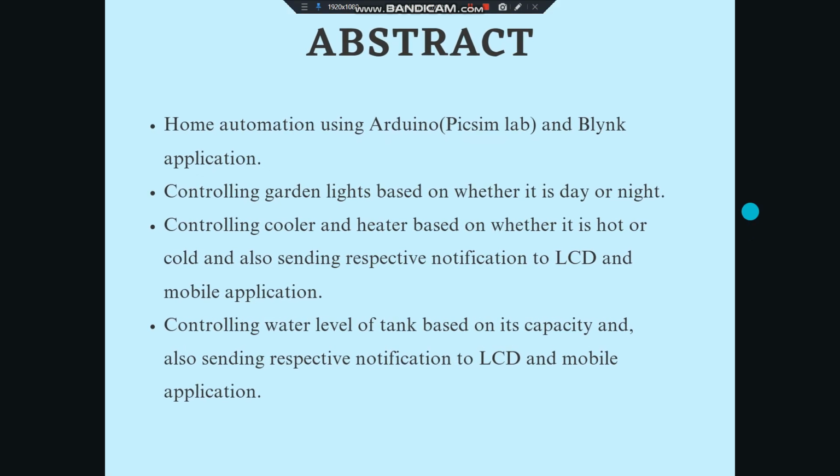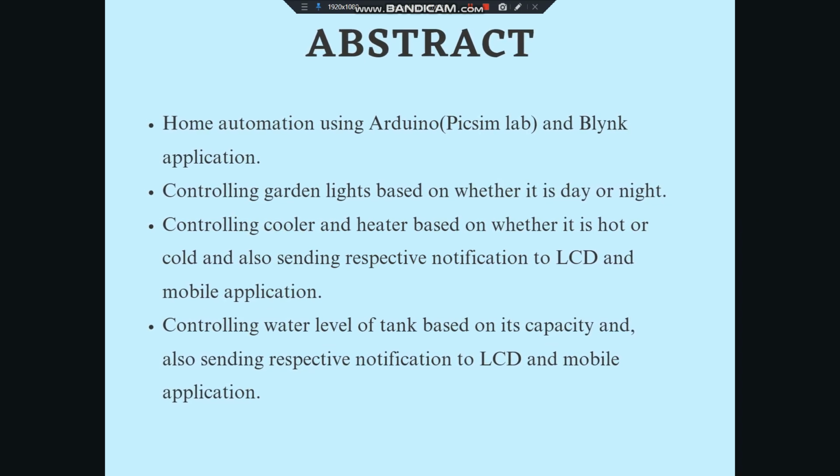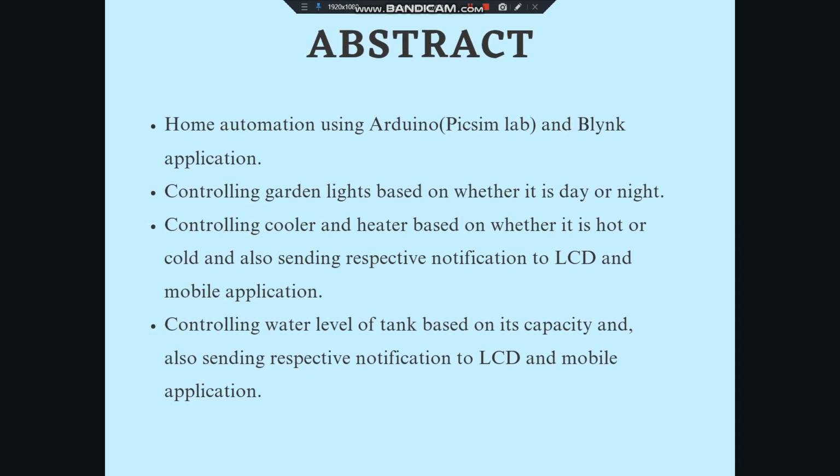Abstract. Home automation using Arduino and the Blynk application. Controlling garden lights based on whether it is day or night. Controlling cooler and heater based on whether it is hot or cold, and also sending respective notifications to the LCD and mobile application. Controlling the water level of the tank based on its capacity and also sending respective notifications to the LCD and mobile application.